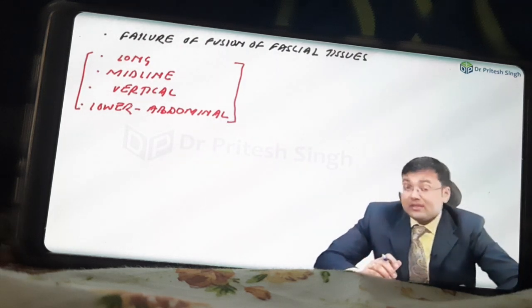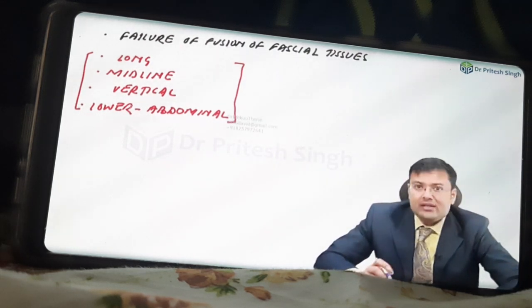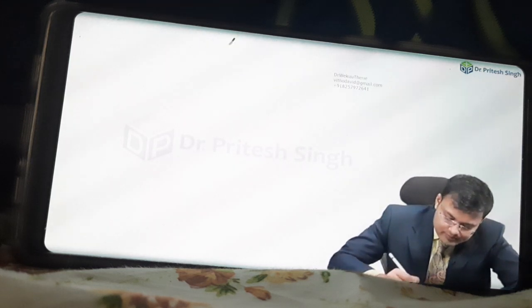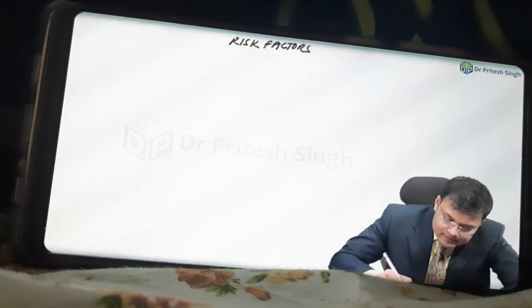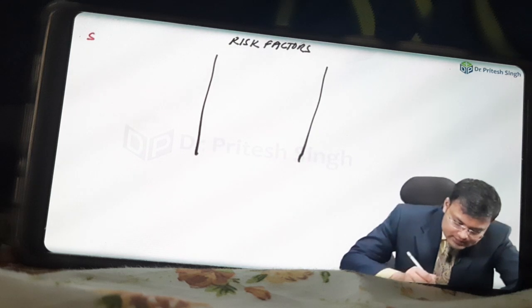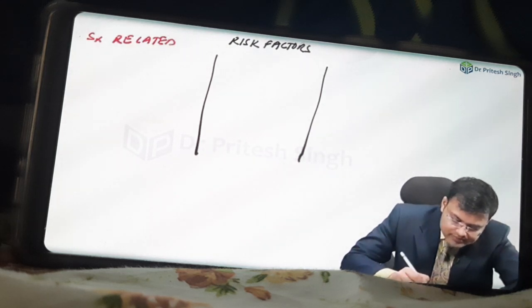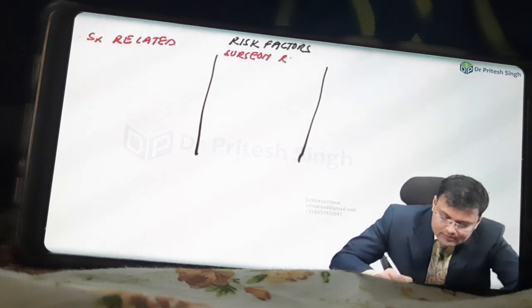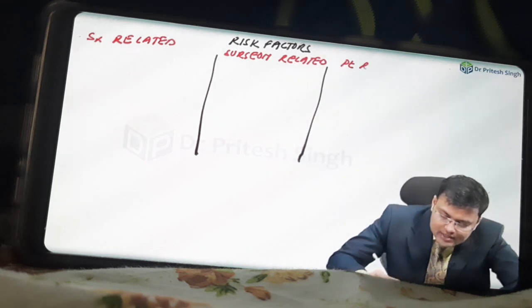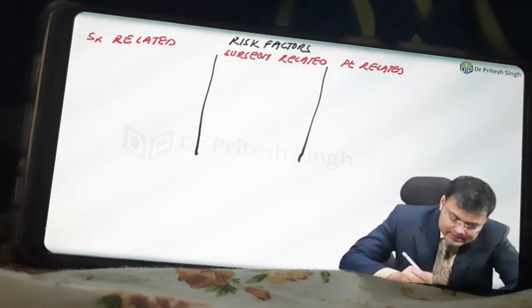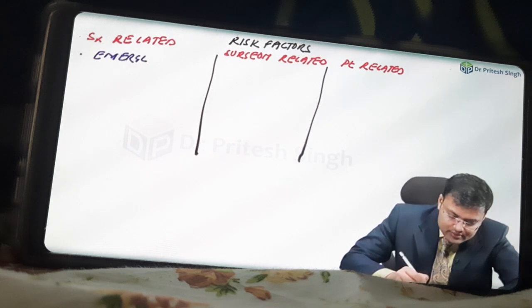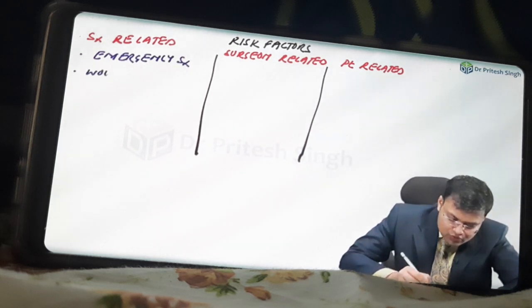There are 3 types of risk factors: surgery related, surgeon related, and patient related. See the risk factors. It is of 3 types. First, surgery related. Second, surgeon related. And third is patient related. In which surgeries is there increased risk? More common in emergency surgery and surgeries with wound infection.